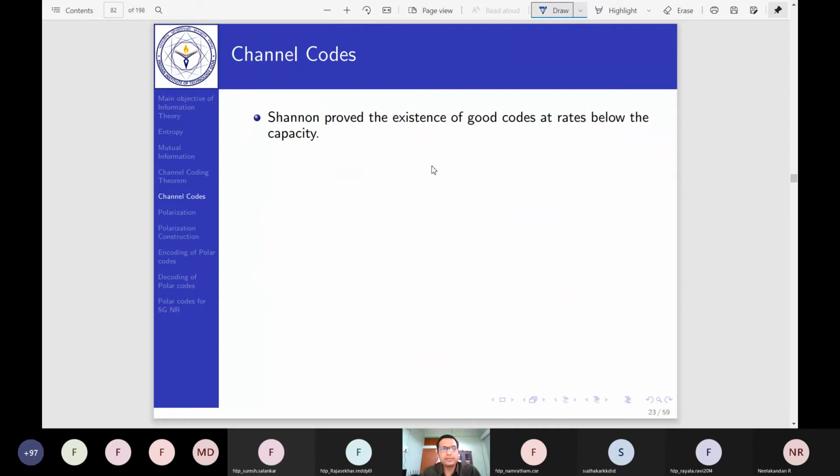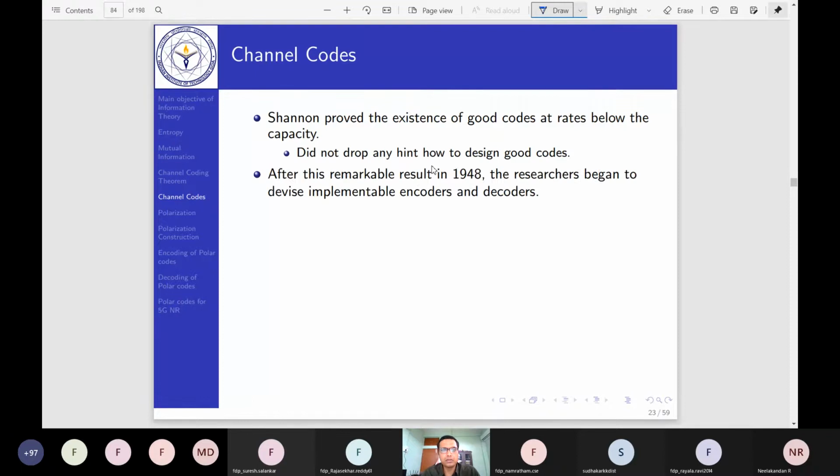Okay. So what Shannon told, Shannon's claim was only an existential proof. That means he proved that there exist certain codes at rates below the capacity, but he didn't drop any hint how to design the good codes. So after 1948, people started to devise good channel codes.